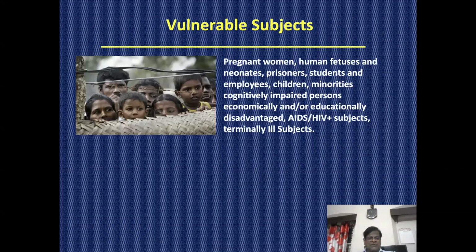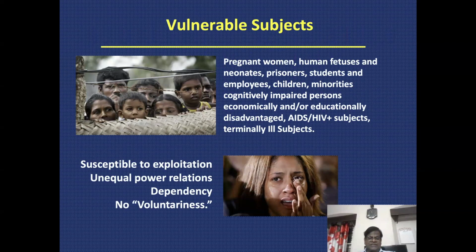You should know that pregnant women, human fetuses and neonates, prisoners, minorities, students, cognitively impaired persons, educationally disadvantaged, AIDS, HIV subjects, they are all vulnerable subjects. You should know that they are susceptible to exploitation, unequal power relations, and there is dependency, and there is absence of voluntariness. They are not giving voluntary consent. So you should take this into account before recruiting vulnerable subjects into research, and the matter may be avoided.